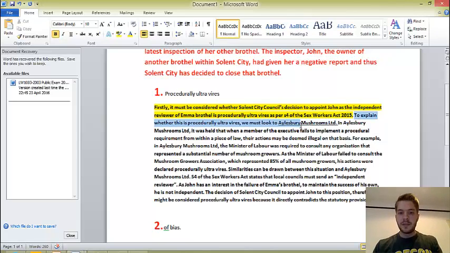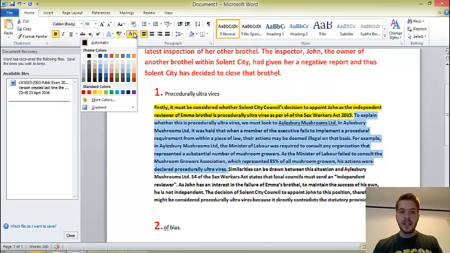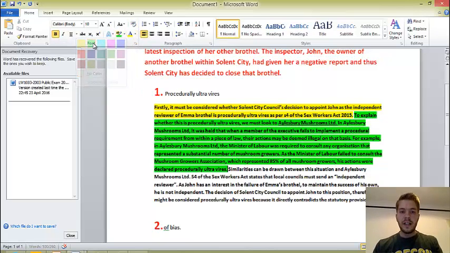To explain whether this is procedurally ultra vires, we must look to Allsbury Mushroom, where a member of the executive fails to implement a procedural requirement from within a piece of law, their actions were deemed illegal on that basis. For example, in Allsbury. That there is our explanation of the legal rule.